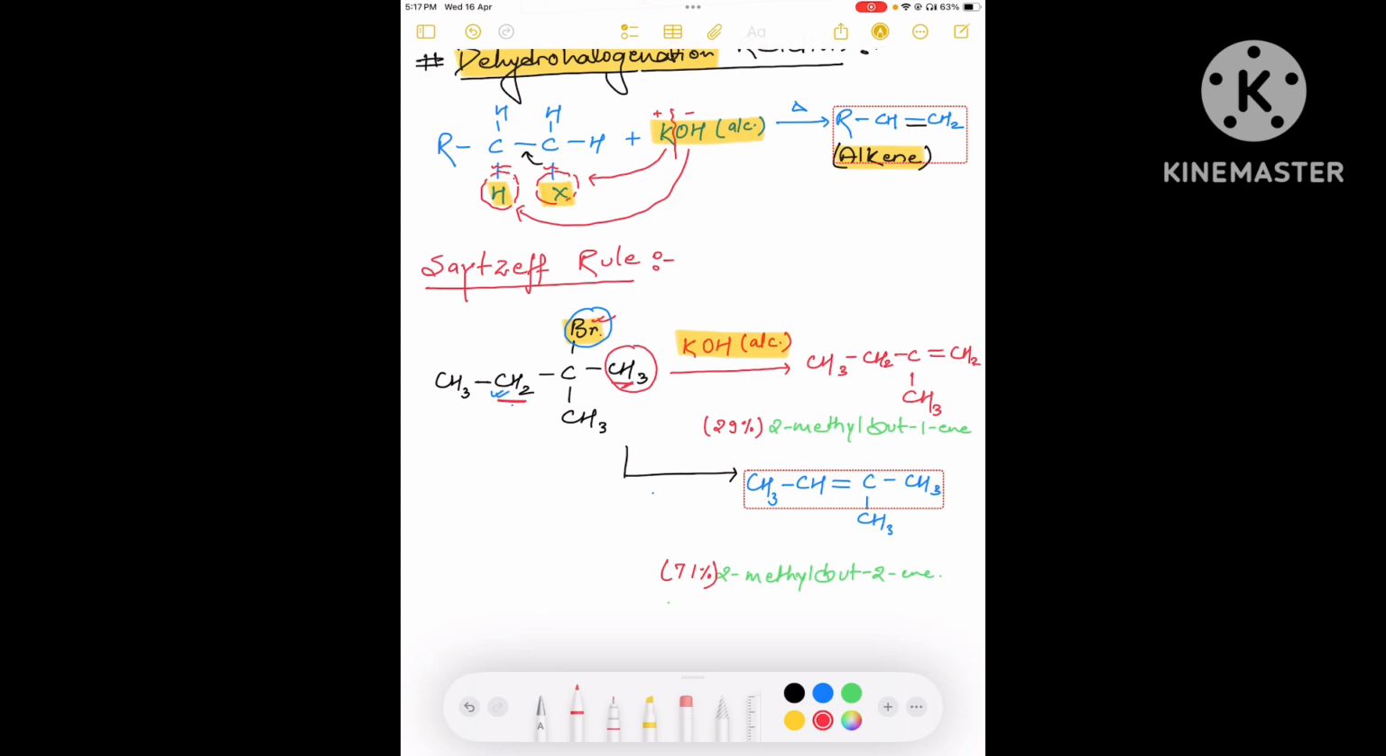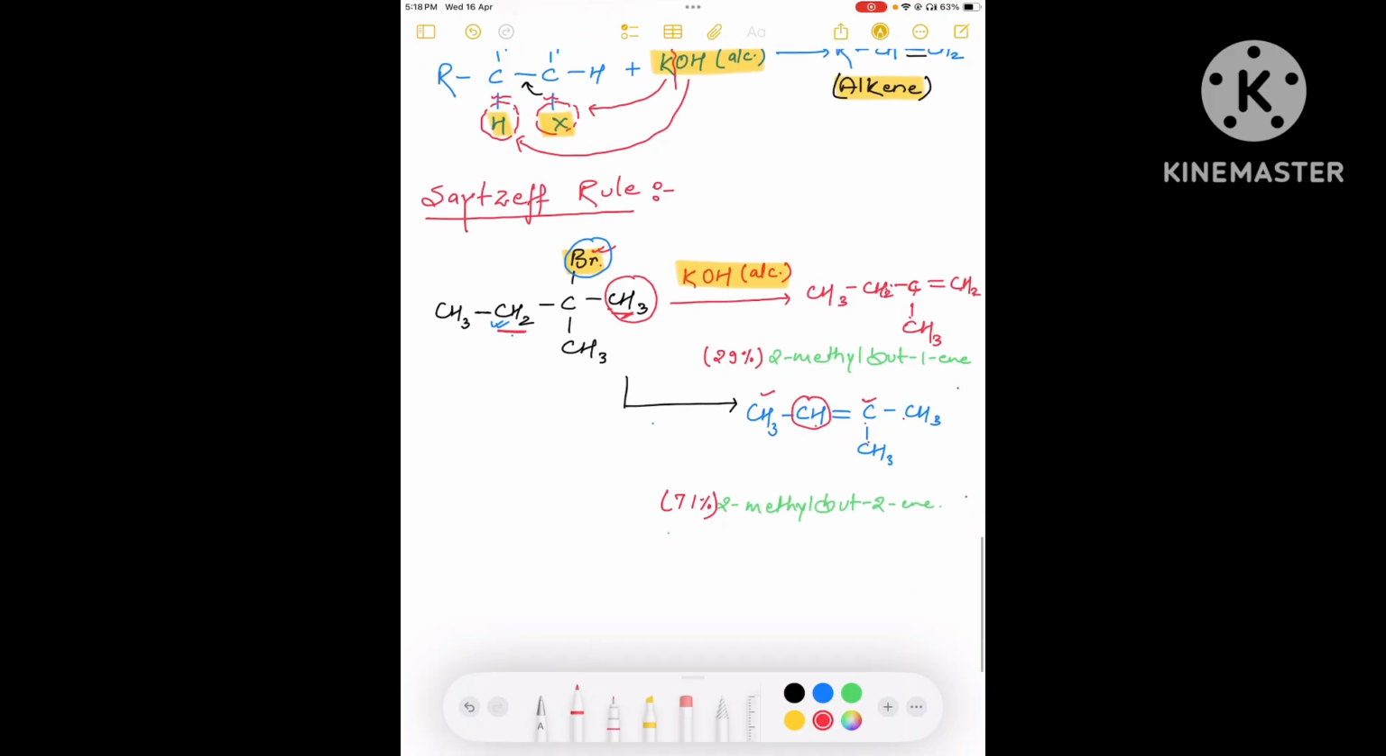So what Saytzeff's rule basically says is, if such a situation arises, where either carbon can form the alkene, look at the number of alkyl groups. In the first one, this carbon has two carbons attached to it, or three carbons, like one, two, and three, but this carbon has only one carbon attached to it. In the second case, this carbon has one, two, and three carbons in linkage, and this carbon has one and two carbons in linkage. So Saytzeff's rule says to go for the product which has more alkyl groups. The preferred product is an alkene that has a greater number of alkyl groups attached to the double-bonded carbon atoms. That is what the rule says.